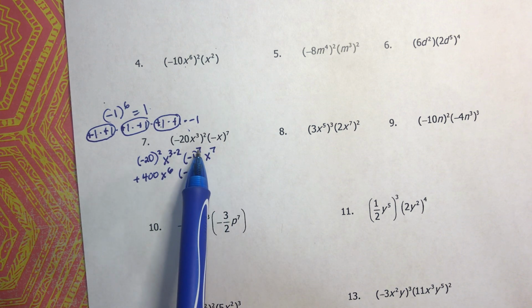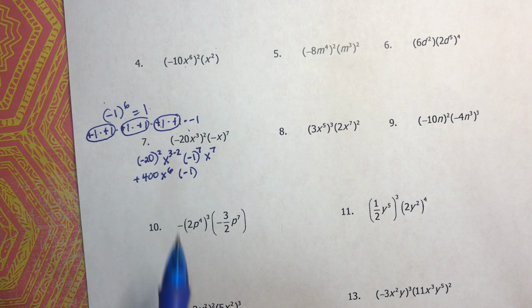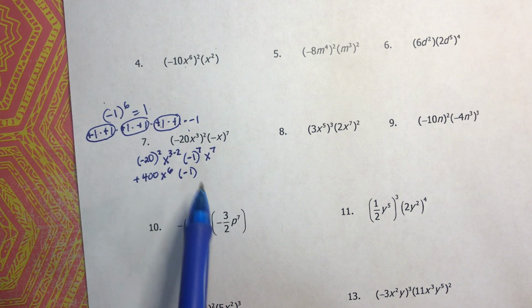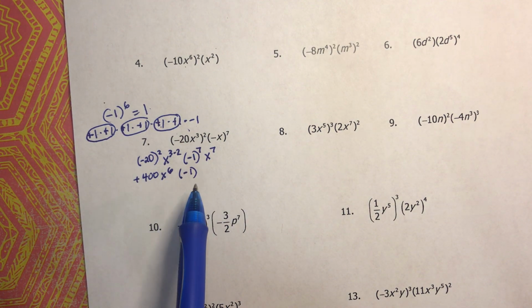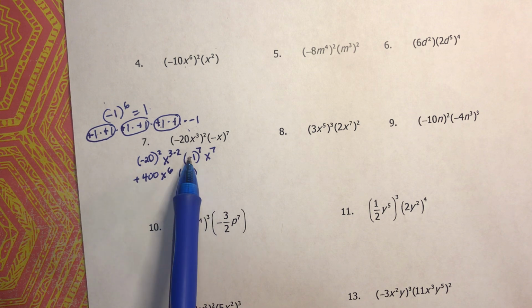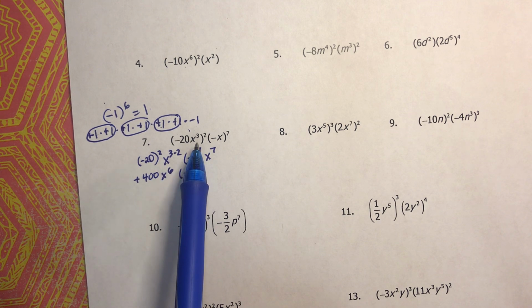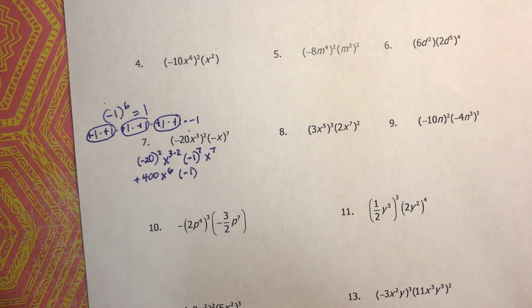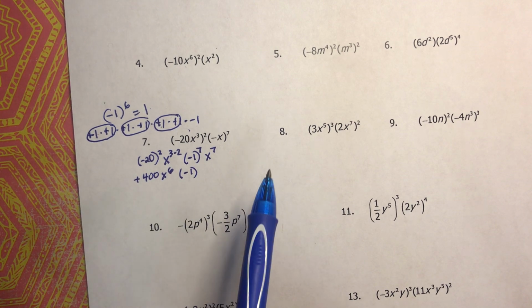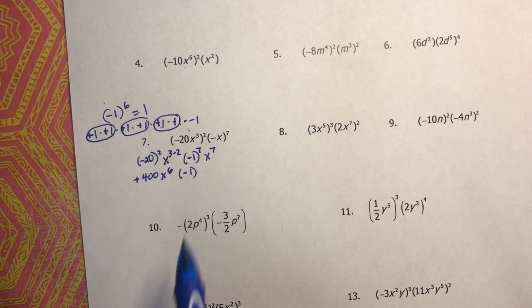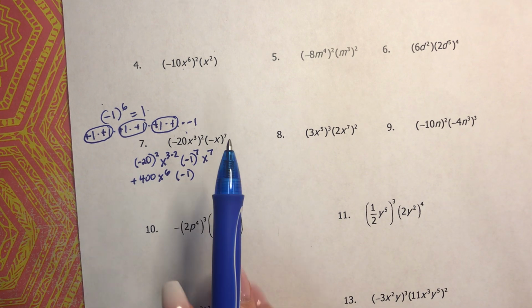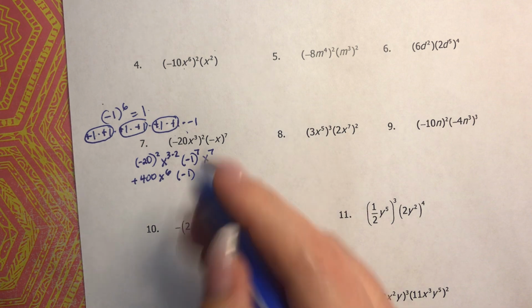So if you had negative 1 to the 7th power, the answer is going to be negative 1. If you had negative 1 to the 9th power, the answer is going to be negative 1. If you had negative 1 to the 11th power, the answer is going to be negative 1. If you had negative 1 to the 10th power, 10 is even, and so it would actually end up being a positive 1. So that's just a quick tutorial on that. Hopefully that made sense. If not, just ask me about that in class.